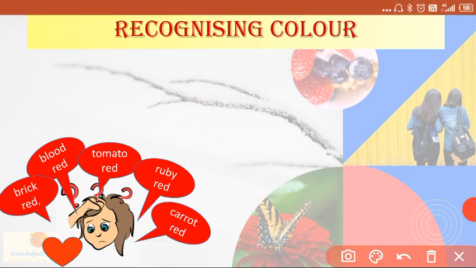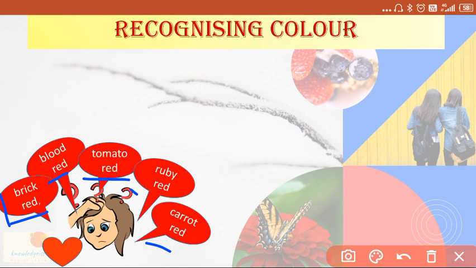This girl wants to have a red dress. She tells it to her designer, but the question is: brick red, blood red, tomato red, ruby red, carrot red? The designer is confused. Which red to use? Can you help her? Very confusing, na? What we actually do is, how do we name red? If it is like a brick, it is brick red. Like blood, it is blood red. If it is like a tomato, it's tomato red.